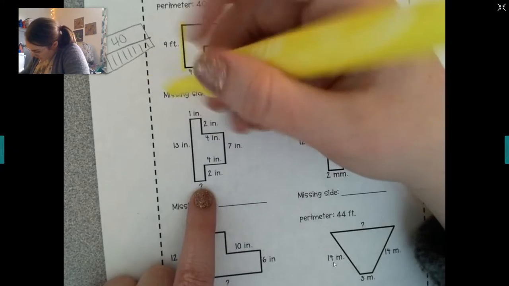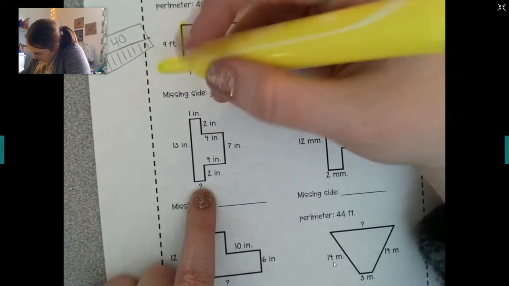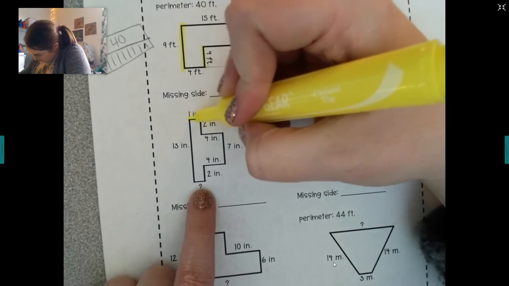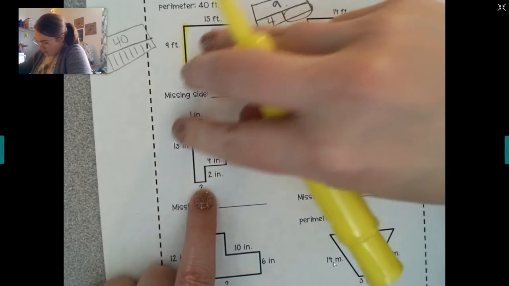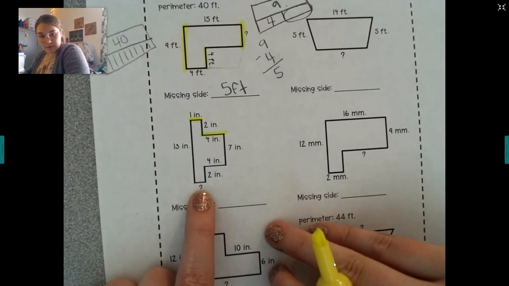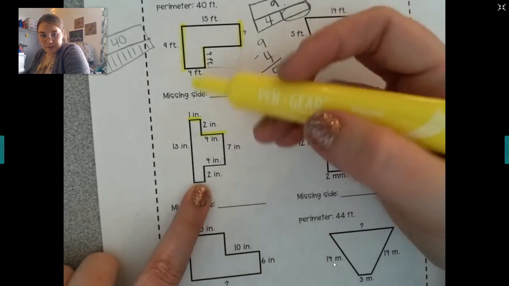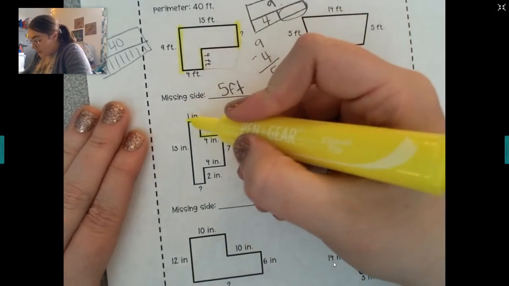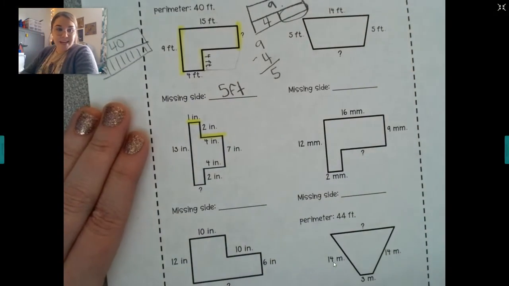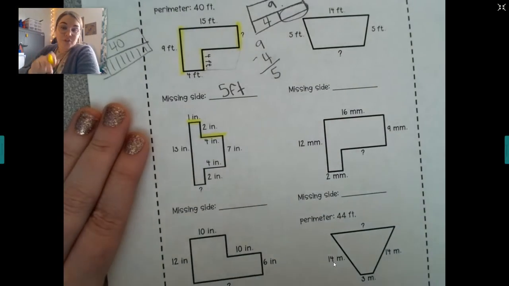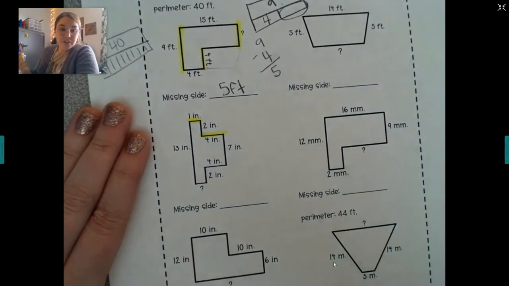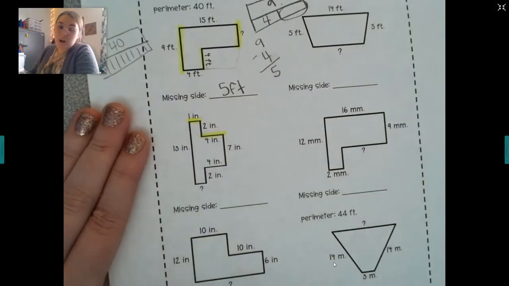So I'm going to look right here, and I notice that this and this would make up that whole side. But guess what? On the opposite side, remember how I said that rectangles have the side across from it exactly the same? So in rectangles and squares, the sides across from it are exactly the same.